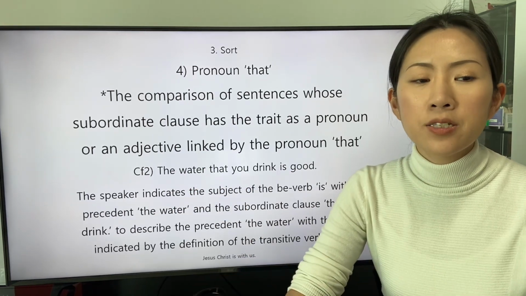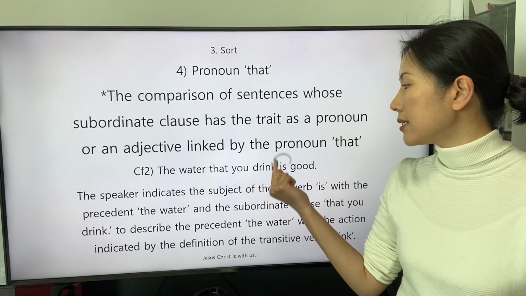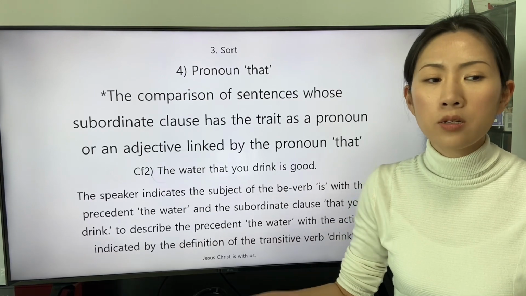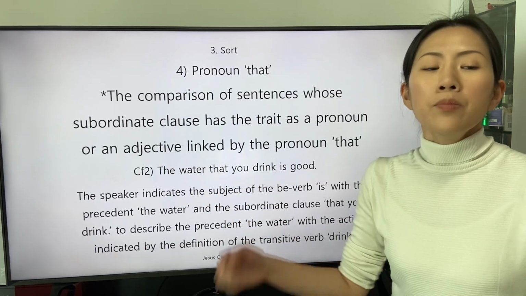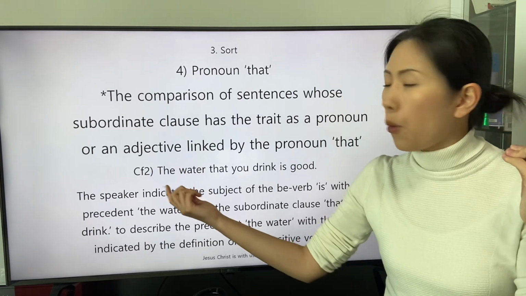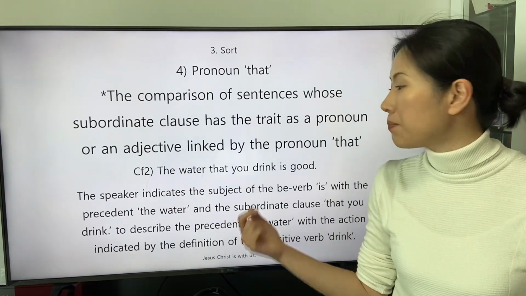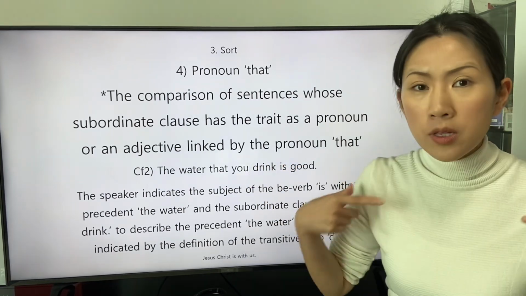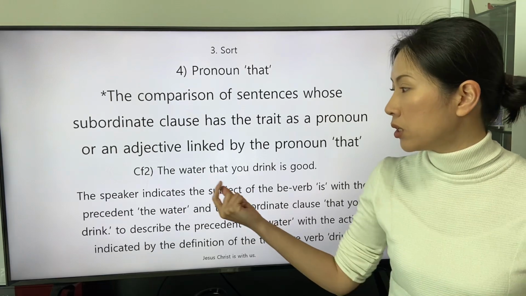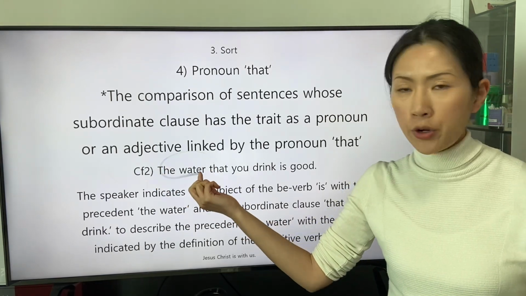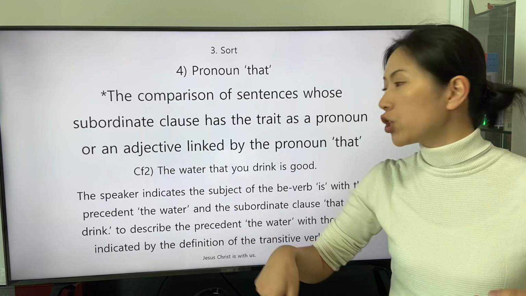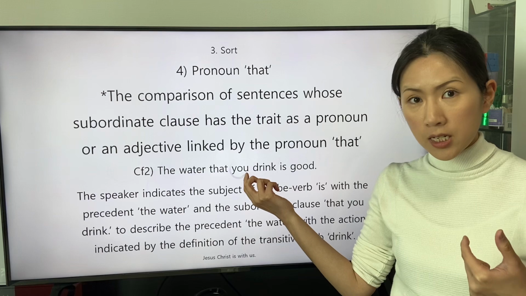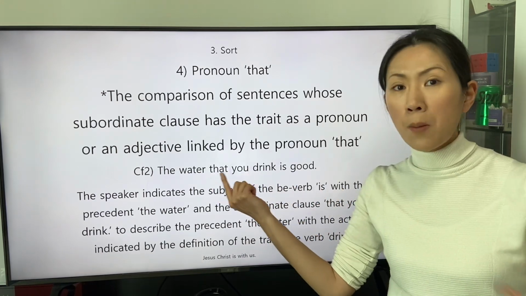The speaker indicates the subject of the be verb in the main clause with the precedent, the water, and the subordinate clause that you drink to describe the precedent, the water, with the action indicated by the definition of the transitive verb drink. The speaker intends to describe the precedent, the water, as the subject in the main clause to receive the definition of the transitive verb drink from the subject, who are the listeners in the subordinate clause.